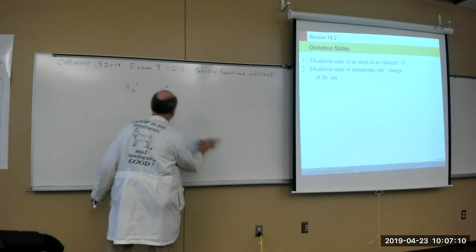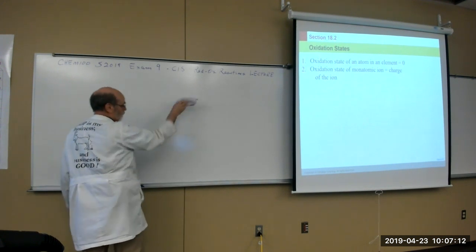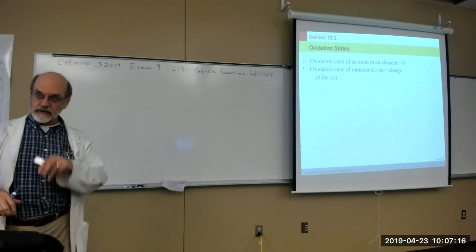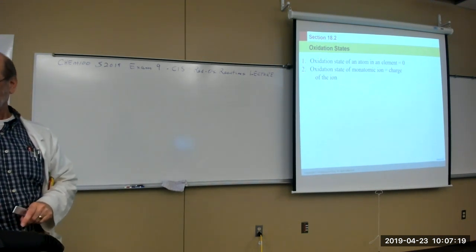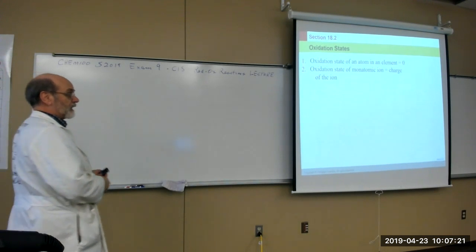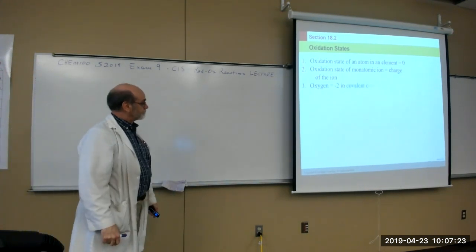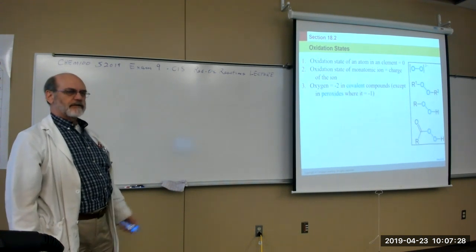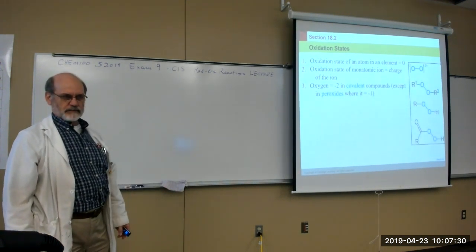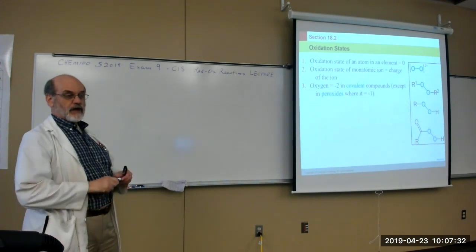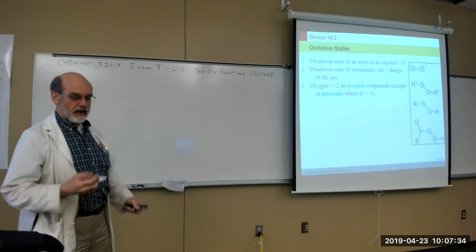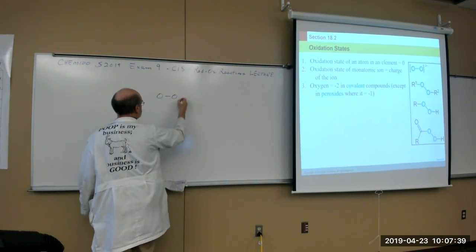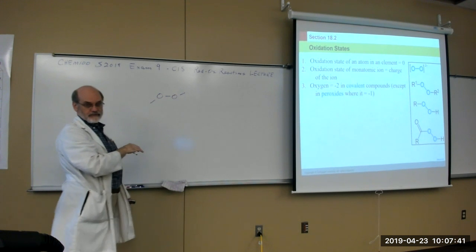Monatomic ions that I had on the board just a second ago. Each one of those ions, oxidation state is the charge on the ion. For oxygen, we take oxygen as -2. The only exception to that is when oxygen is part of a peroxide. And a peroxide is where 2 oxygens are bound together, and then they're bound to something else.